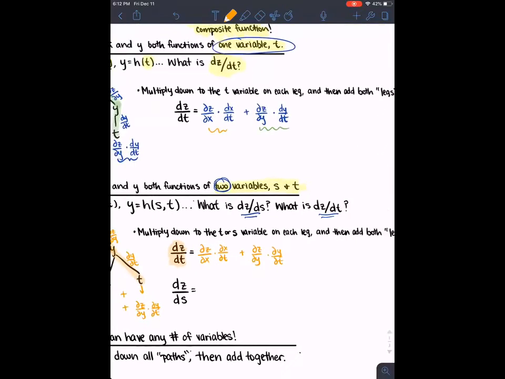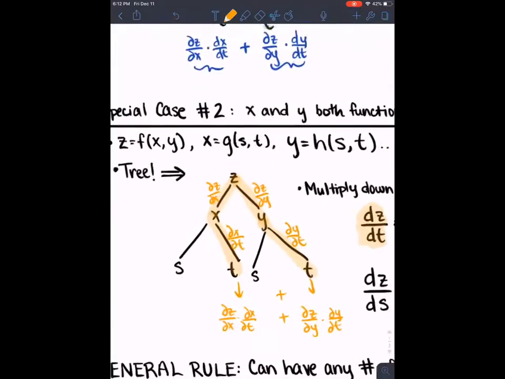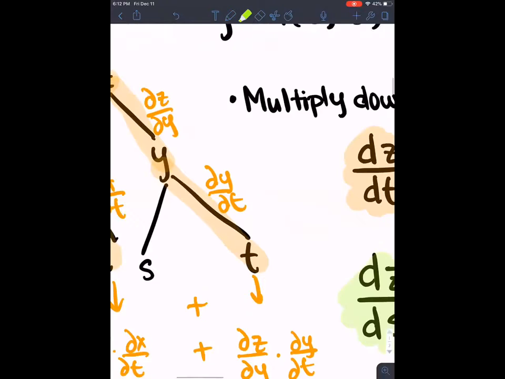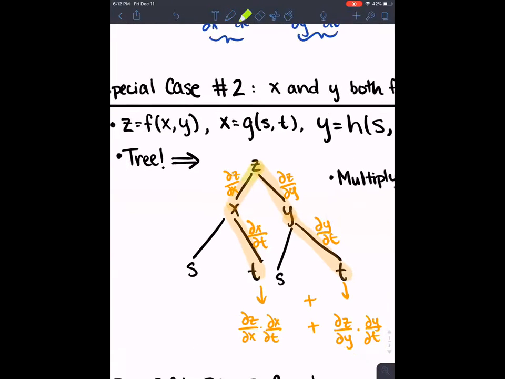Now, if that is your dz dt, I think it's pretty clear how you can get your dz ds. You do the same thing. Let's do green. To get to s, here is the first way to get there, and here is the second way. You just have to flow it down. It's kind of like a river. You take the fork that takes you to s or to t. So if you start at z and you know you want to eventually get to s, you pick one of the ways, pick which way gets you to s, and then you do it for the other fork.